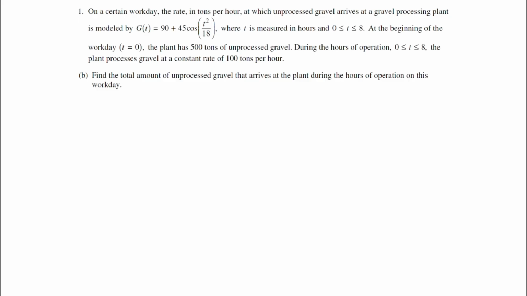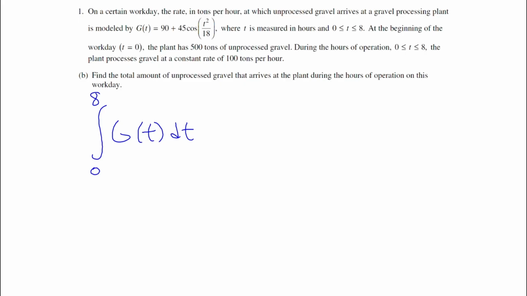In part B, it wants to know the total amount of unprocessed gravel that arrives at the plant during the hours of operation on this workday. Well, the hours of operation are 0 to 8. To find an amount from a rate, we just need to integrate that rate function. So we'll integrate from 0 to 8 the g of t function.